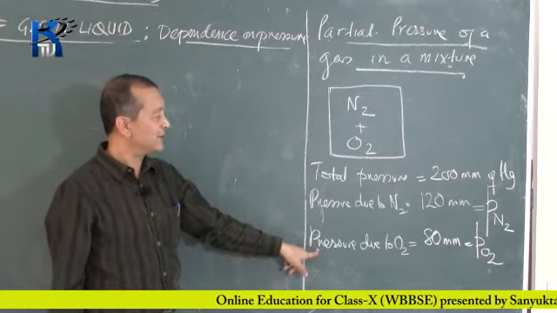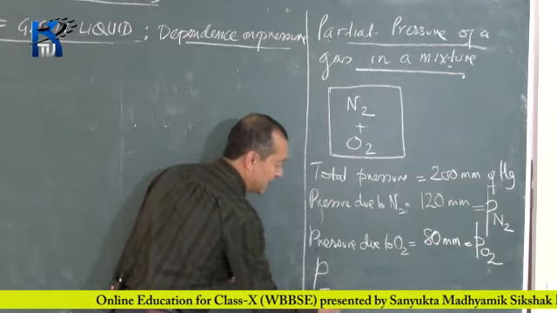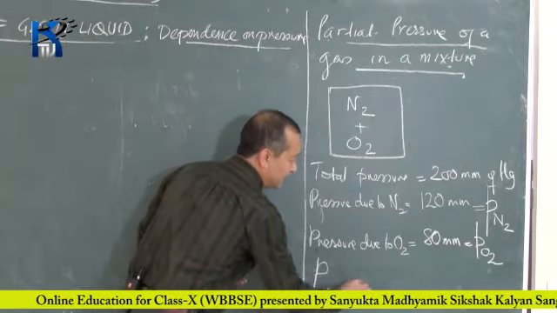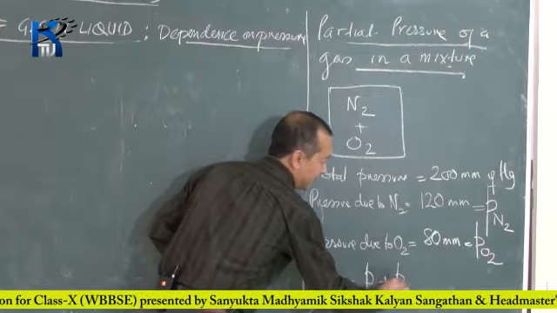So you can see that this total pressure P total is always equal to the sum of the partial pressures, p N2 plus p O2.